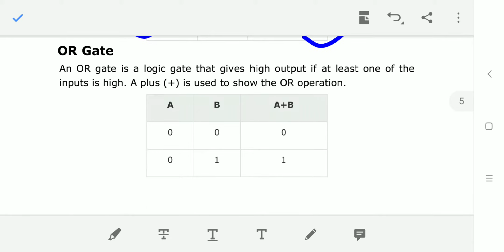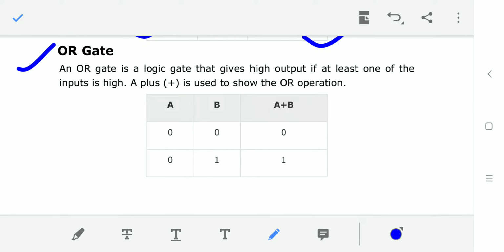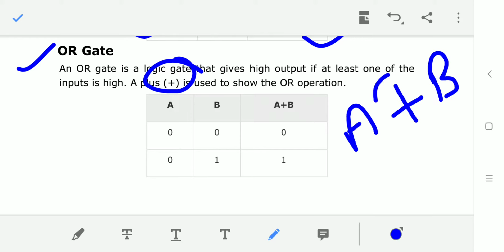Next is OR gate. An OR gate is a logic gate that gives high output if at least one of the inputs is high. A plus B is used to show the OR operation. Then this is the OR. This is also known as A or B.